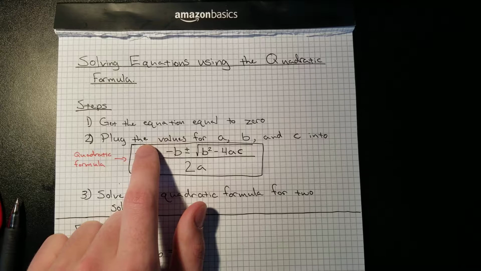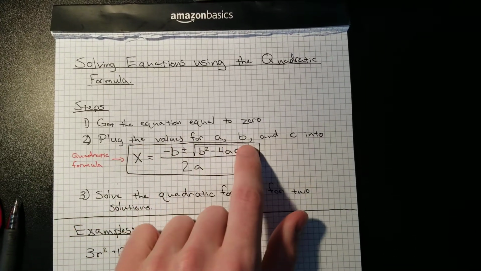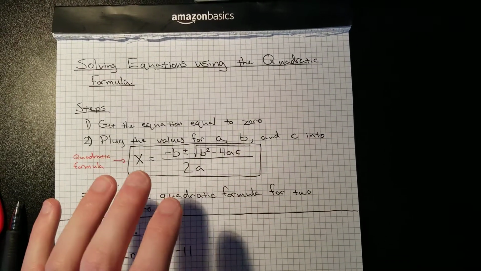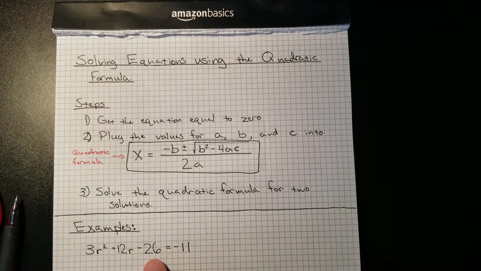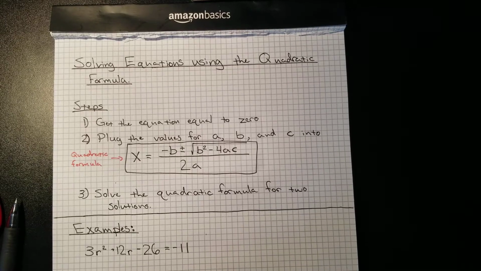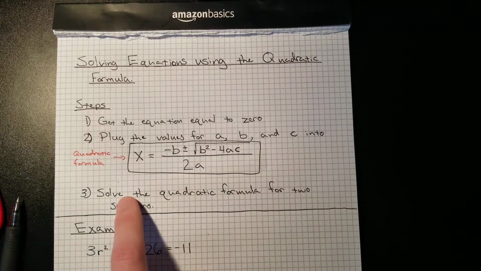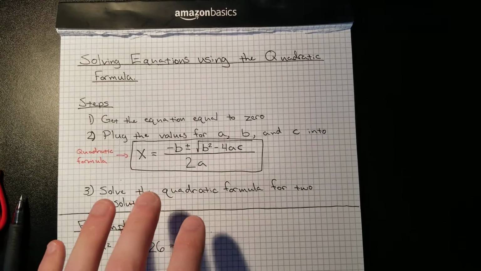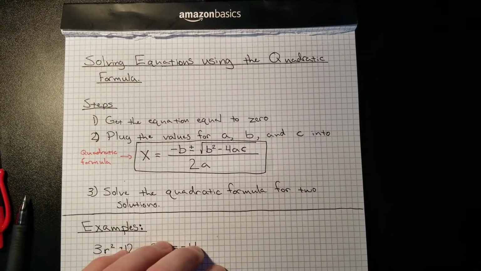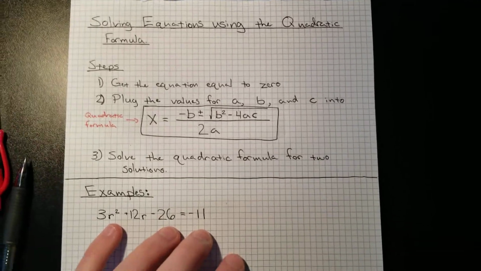The second thing that you're going to do is plug in the values for a, b, and c. So in this example, a is 3, b is 12, and then we're going to figure out what c is when we add the 11. You plug that into this equation, and then step 3, you solve that quadratic formula for the two solutions. It's going to take a little bit of time to do that, but that's okay. So let's go through one example.